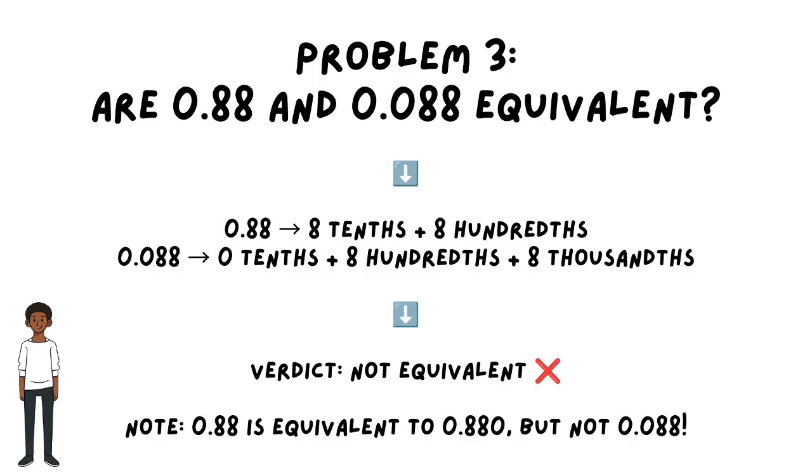Pair number 3. Are 0.88 and 0.088 equivalent? In 0.88, we have 8 tenths and 8 hundredths. In 0.088, the 0 in the tenths place pushes the 88 back to the hundredths and thousandths place. Because the digits were shifted into different columns, 0.88 and 0.088 are not equivalent. If it were 0.880, it would be equivalent, but that internal 0 changes everything.